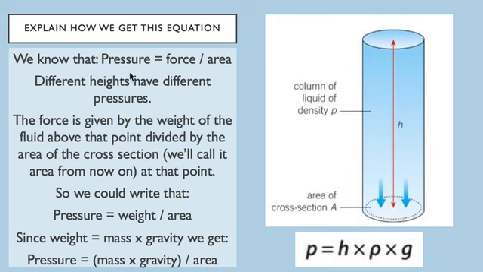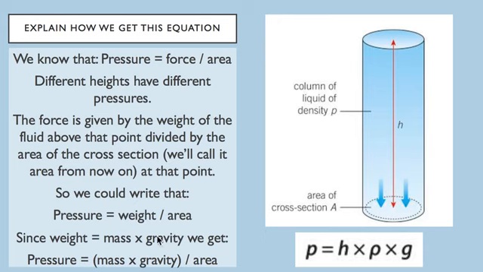So we know this is our equation for pressure. Pressure equals force divided by our area. Different heights have different pressures. The force is given by the weight of the fluid above the point divided by the area of the cross-section. We'll call it the area. So area of the cross-section we can just call area at that point. So we could write down that pressure equals the weight divided by the area.